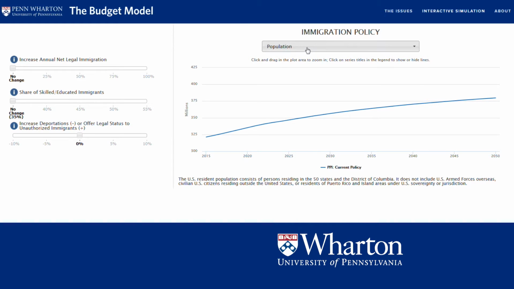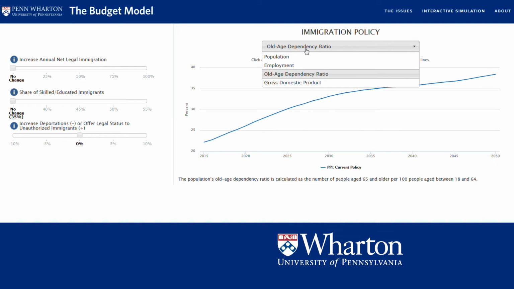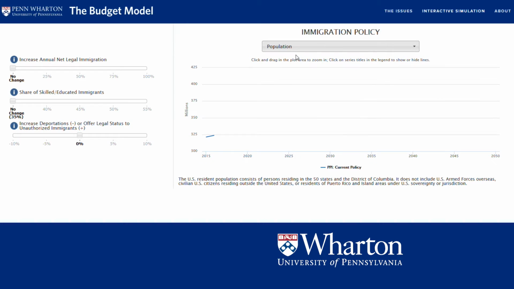Notice that you have several different graphs that you can look at, things like total population size and number of jobs, the old age dependency ratio that's very useful for understanding how many young people we have per older retiree, and then of course gross domestic product (GDP) that people often care about.